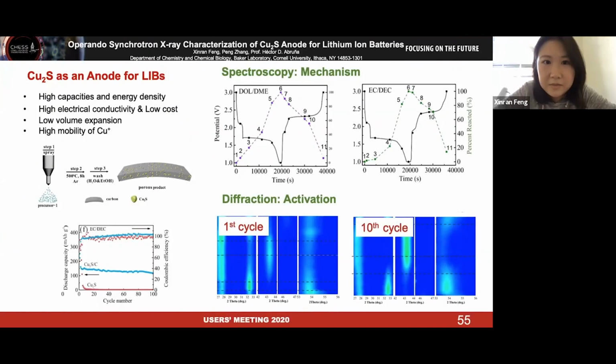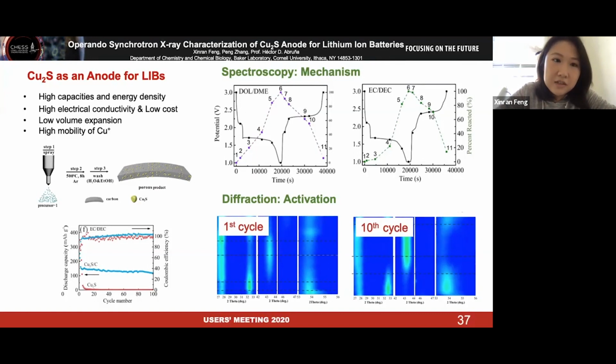Hello everyone, my name is Jinran Feng from Cornell University. My poster is going to be focusing on the operando X-ray characterization of copper sulfide as the anode material for lithium-ion battery. Copper sulfide is a promising anode material for lithium battery because it has high capacity and energy density. It also has high electric conductivity and low cost.